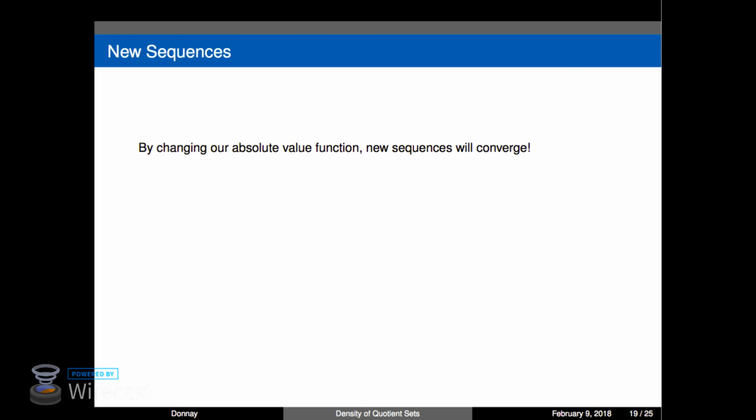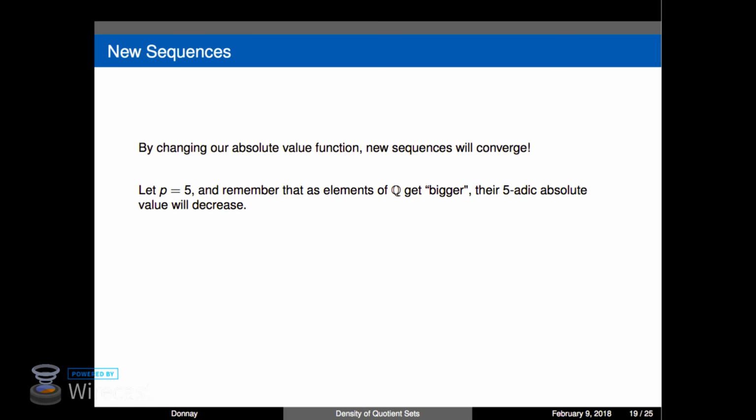So, by changing our absolute value function, new sequences will converge under that definition we had earlier. So let p equal 5, and remember that as elements of Q get bigger in our sense, they actually get smaller in the land of the p-adics. So our familiar sequence 1 over n is no longer Cauchy, and it actually diverges, which is really, really weird and confusing, because we saw earlier that it definitely went to 0, but now under this new absolute value, because the elements are getting really, really small, the absolute value gets really, really big, and we no longer converge.